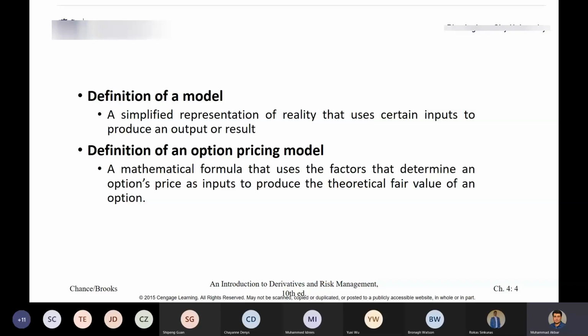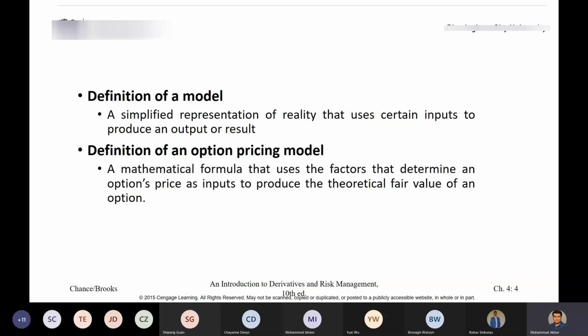So a model or a theory, in simple words, is a simplified representation of a reality that uses certain inputs to produce an output. So you are interested in knowing what causes what. So there is a cause and effect relationship in a theory or in a model. What is an option pricing model? Again, it's a mathematical formula that uses factors that determine an option's price as input to produce the theoretical fair value of an option.